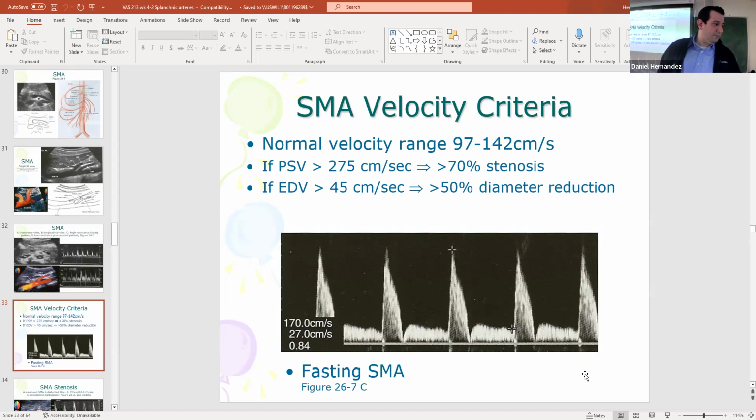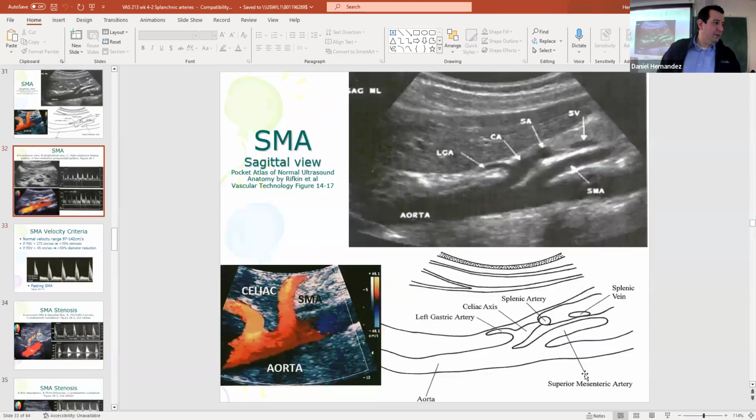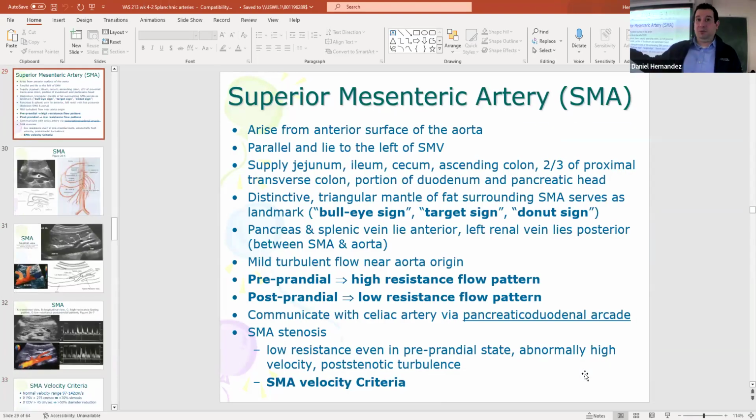Is that in general, or is that just for SMA? SMA and IMA. Those two are going to act exactly the same way. And the rest of them we want low resistance. So celiac, you want low resistance all the time. Celiac doesn't really change resistance. Celiac stays the same, whether you're fasting or not.